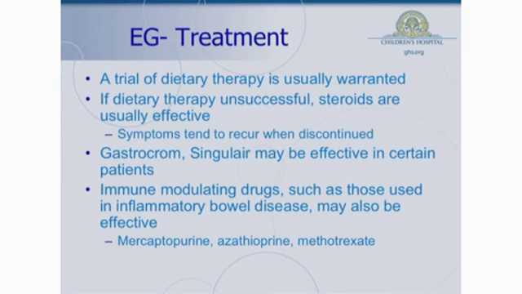There are some other medications, something called gastrochrome, Singulair, which a lot of people are on for a number of other allergic disorders, may be effective in EG. Those don't tend to work very well with EE. And then there are immune modulating drugs, so drugs that we use for people with all sorts of immune problems, in particular things like Crohn's disease and ulcerative colitis. These drugs also may have a role in eosinophilic gastroenteritis as well.